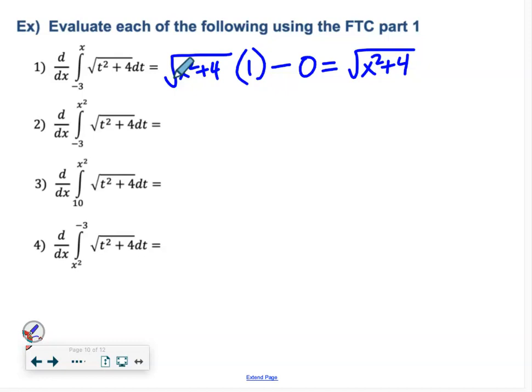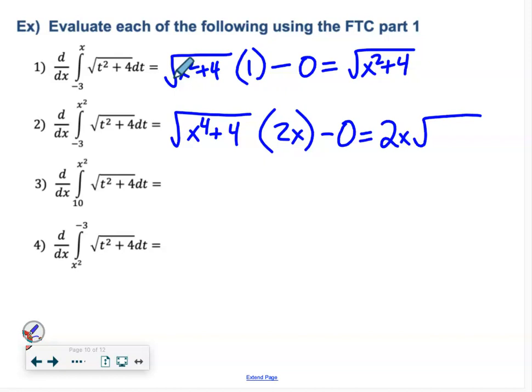But now, it's constant to x squared. So when we plug in the x squared into t squared plus 4, Ari, what do we get? X to the fourth plus 4 times the derivative of x squared, which is 2x. Good. All constants still go to 0, so there you go.